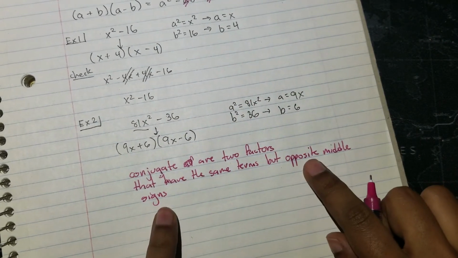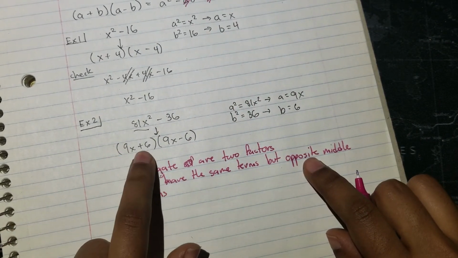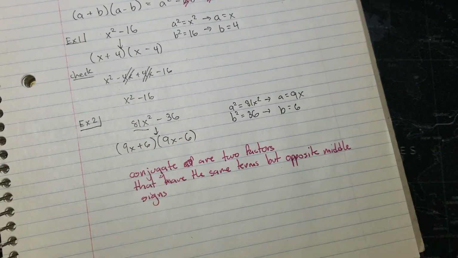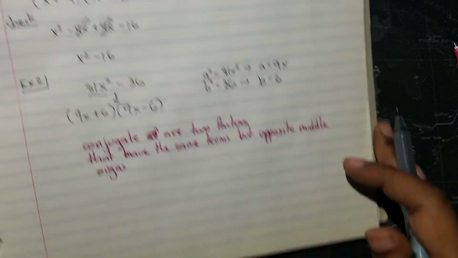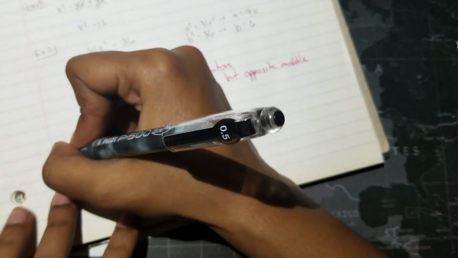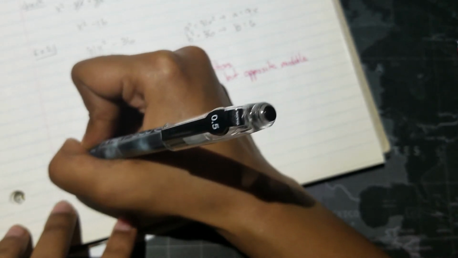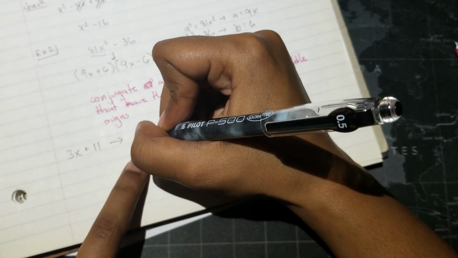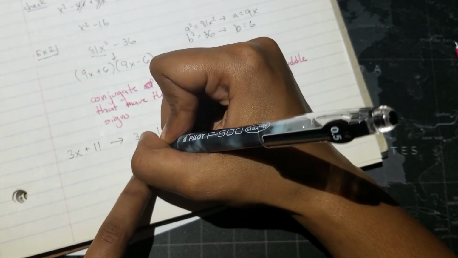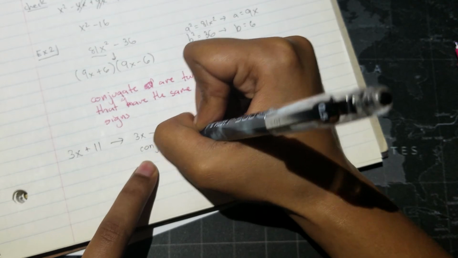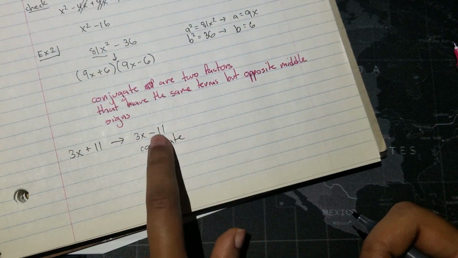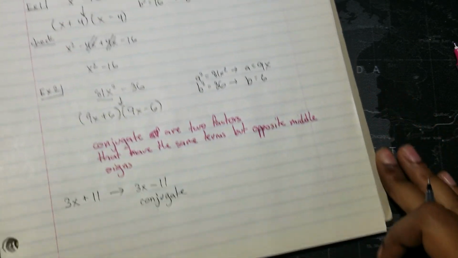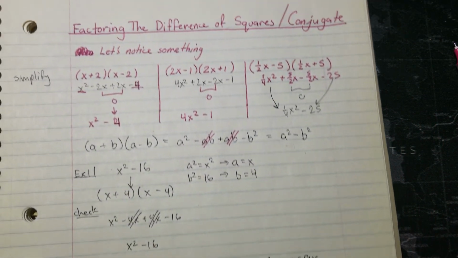So what do I mean by opposite middle signs? If you have one factor and the middle sign is positive, then its conjugate, or the other factor, is going to be negative. So let's say I gave you a random example. Let's say I said, find the conjugate of 3x plus 11. Well, if the original is this, then the conjugate would be 3x minus 11. And that's it. Nothing else you change, just the sign of the second term, or the middle term. And that's pretty much your basic understanding of conjugate and factoring difference of squares.